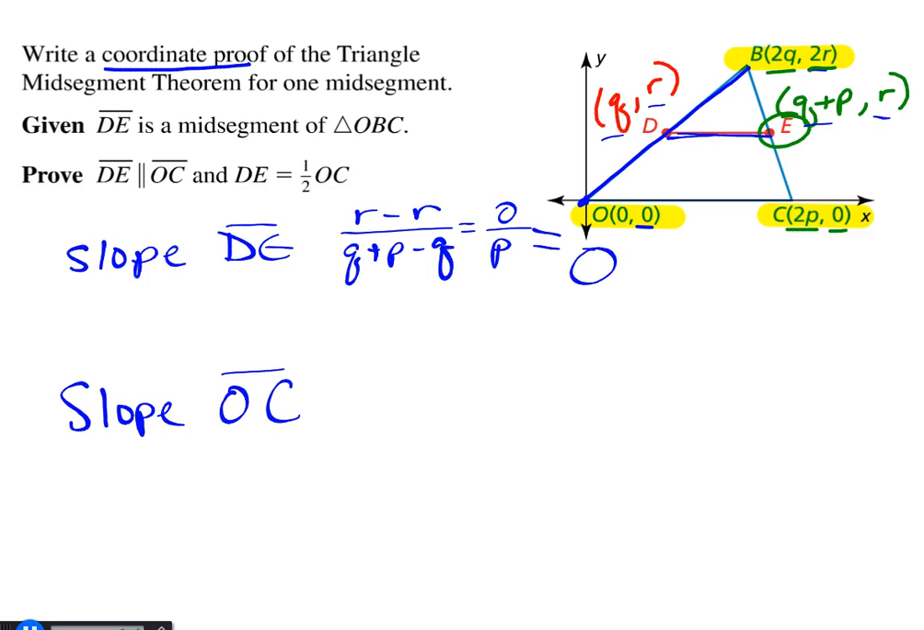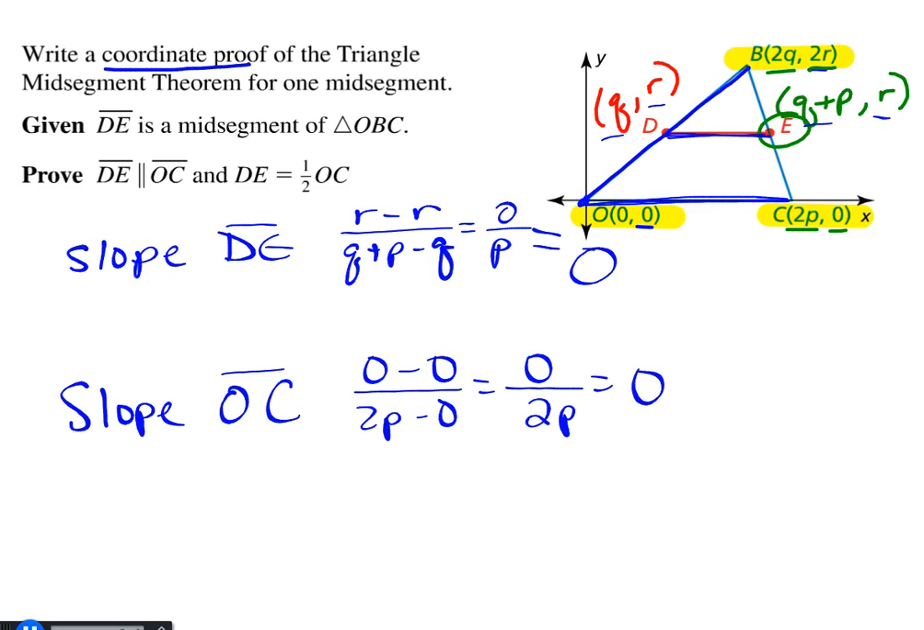That means what kind of a line is DE? Well, it's a horizontal line. And what do we see about OC? Well, it's also a horizontal line because we're going to do 0 minus 0 over 2P minus 0. And we can also tell, so we get 0 again, it's lying on the x-axis, so it must be a horizontal line with a slope of 0. So we've proven that those slopes are going to be parallel, not just for this one, but for all triangles. Even if we were to turn it sideways and have different slopes, they would still be the same.